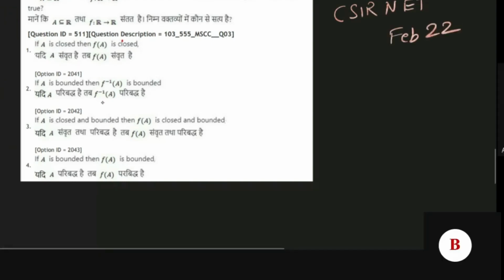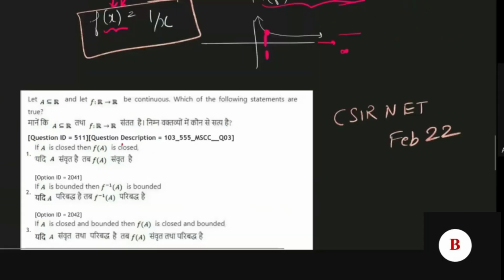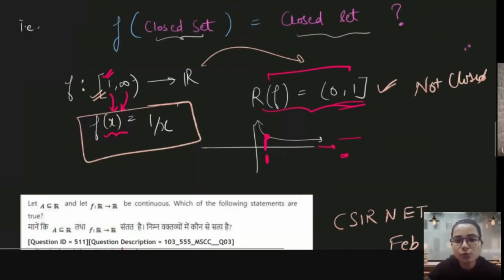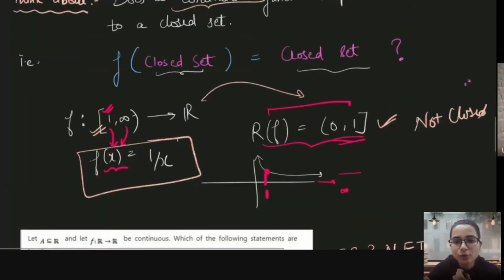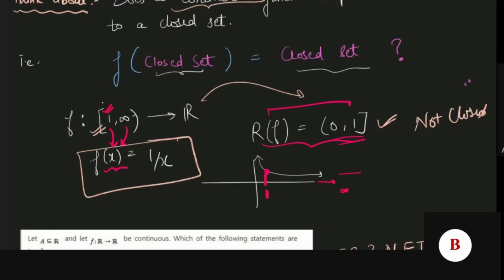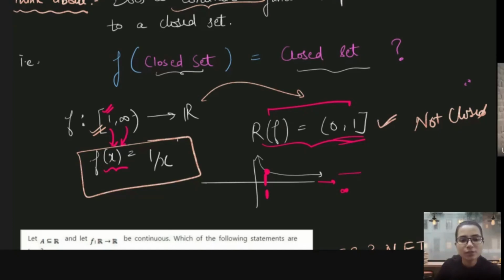Ma'am, can you discuss the above question once more? Once more, what do I need to discuss? The closedness? Yes. Okay. Here the function is considered from the domain 1 to infinity. Is it closed? Yes, this domain is closed. What is a closed domain? What is a closed set? We need to think about that.